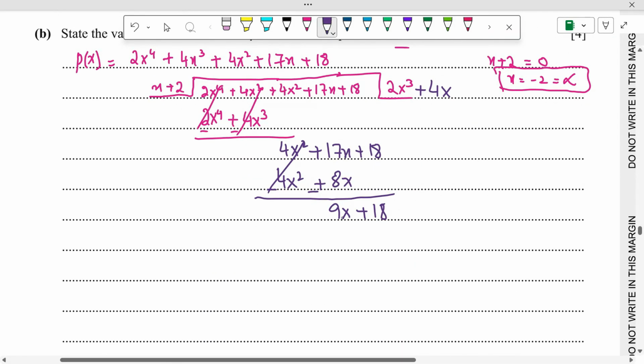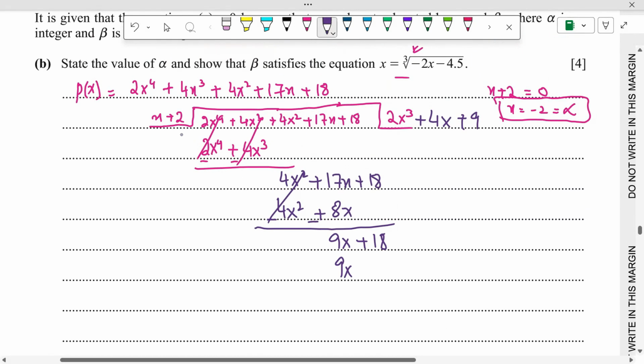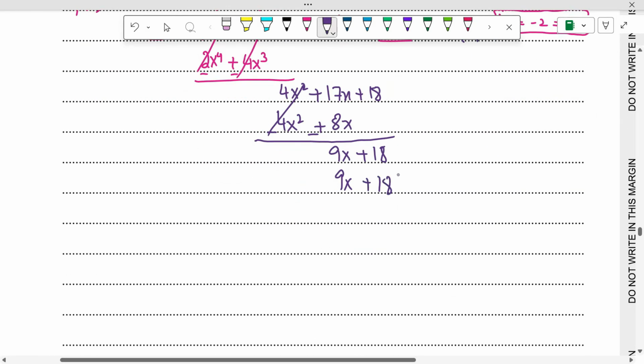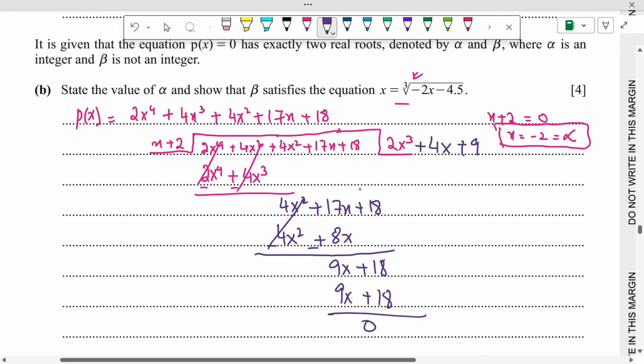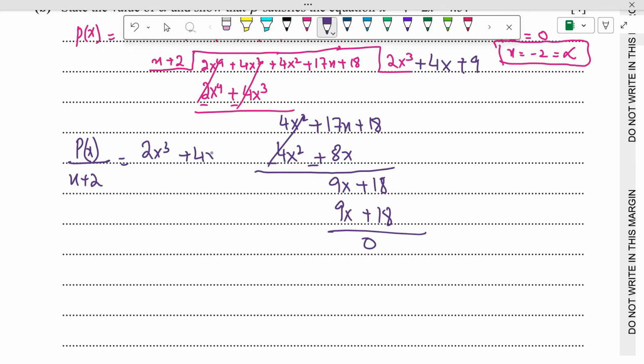Now we need to have the 9x. So when x is multiplied by 9, we will have 9x, and 2 times 9 is 18. So we have the remainder 0. So we can say that p of x when divided by x plus 2 gives the quotient, which is 2x cubed plus 4x plus 9.